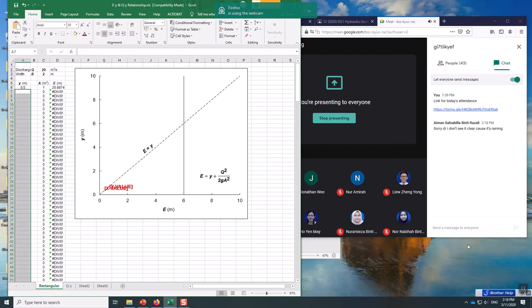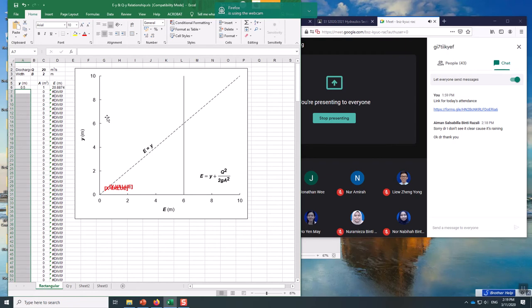Aiman, you cannot see because it's raining over there, right? Okay, it's okay. What I'm going to do, most probably I'm going to share this recording on YouTube, so you can look at all our lessons again from day one. I tried, but the size of our video is quite huge. But anyhow, I'll try to upload everything to the YouTube channel.